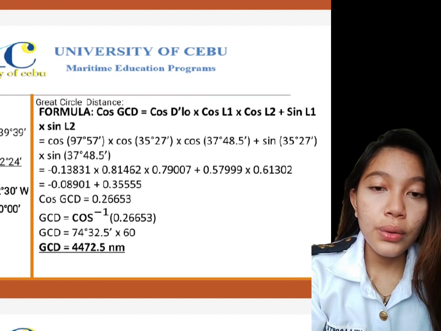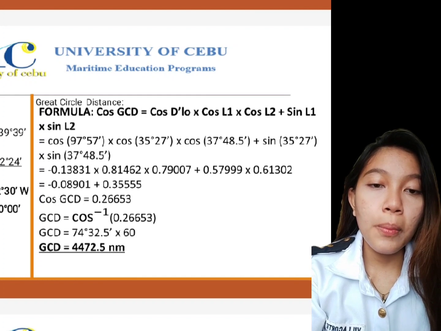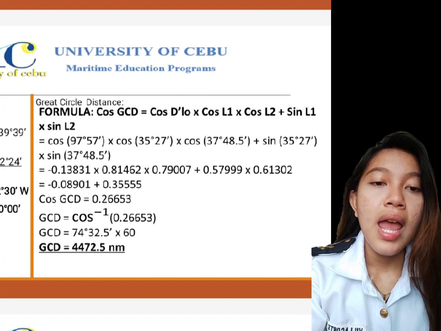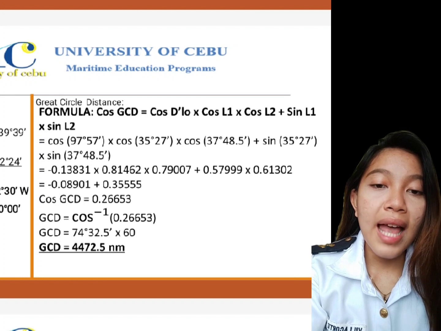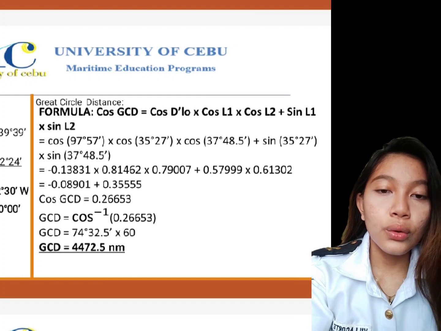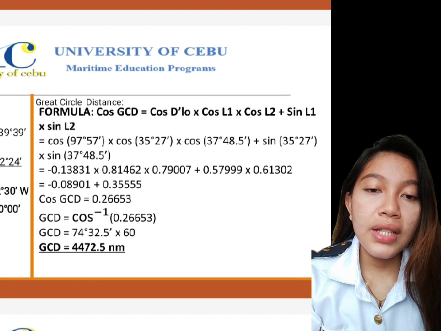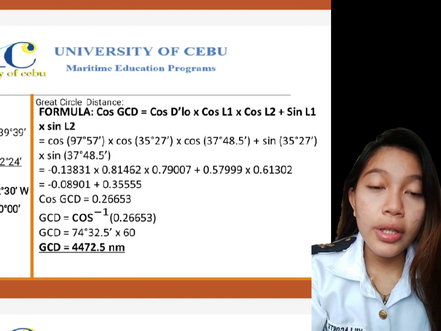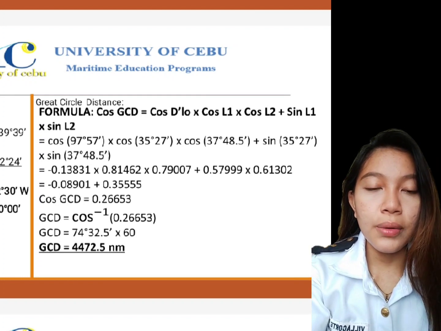And that would be equal to negative 0.13831, then times 0.81462 times 0.79007, and plus 0.579999 times 0.61302, and we have to add it. Negative 0.08901 plus 0.3555, and then the cosine GCD would be equal to 0.26653.